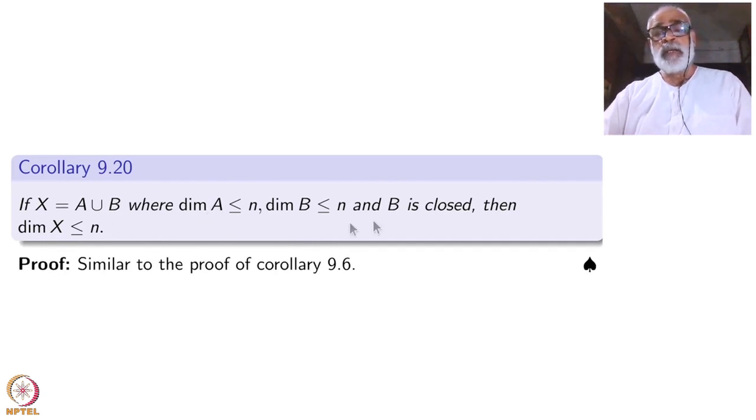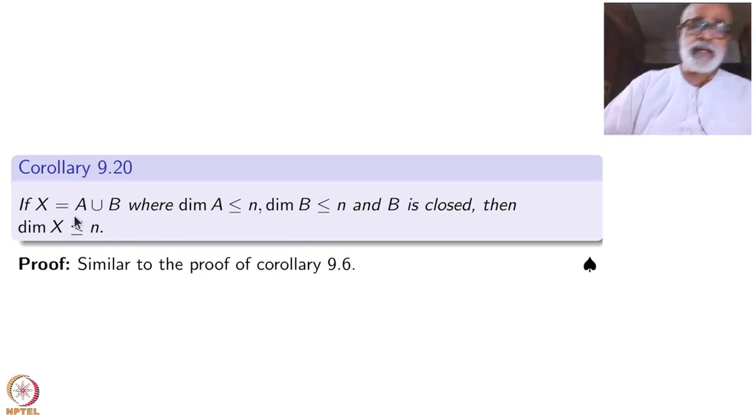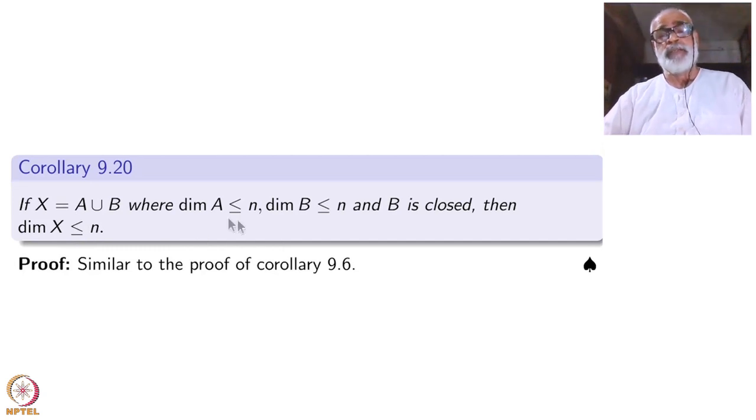Convert the non-closed set into a countable union. Okay, we don't convert that itself. We take the complement of B inside X, and convert that and take the intersection with that. That's all. So its proof is similar to that one.